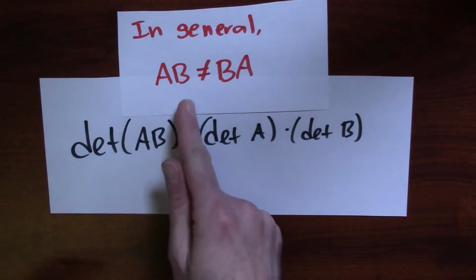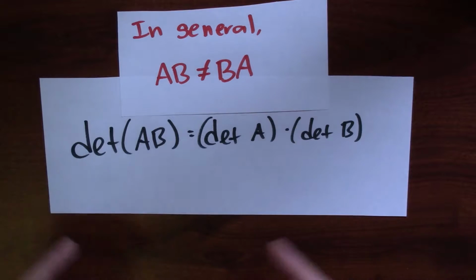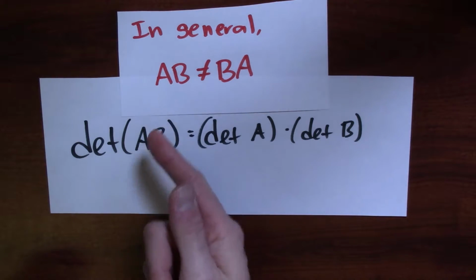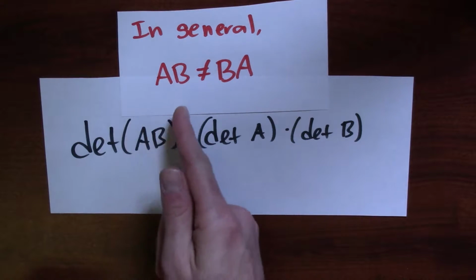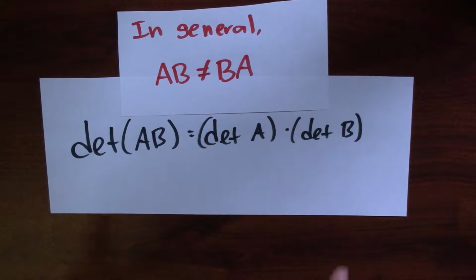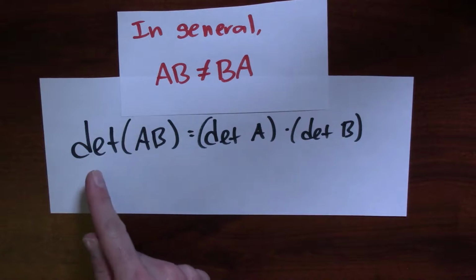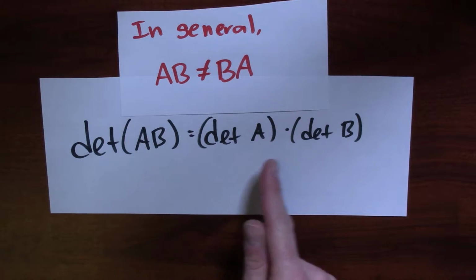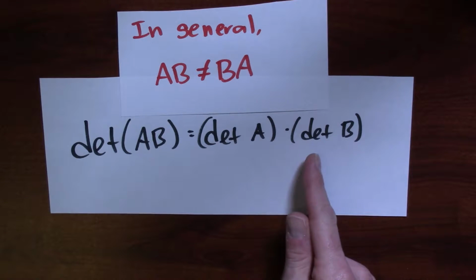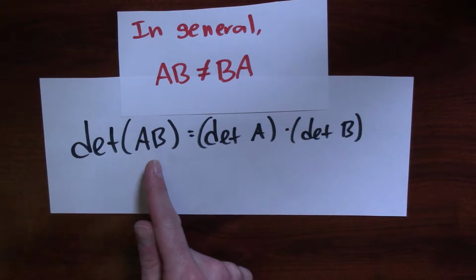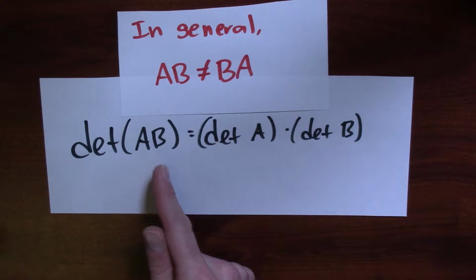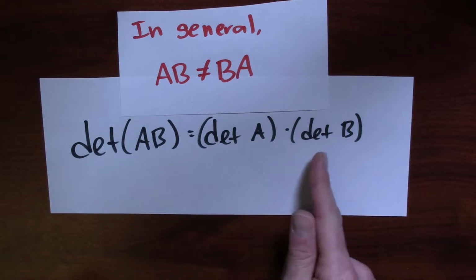In general, matrix multiplication is not commutative. Even for square matrices, if you've got a square matrix A and a square matrix B, in general, it's not the case that A times B is B times A. And yet, look at this formula for the determinant of a product. Here I've got the determinant of a product of matrices. Here I've got the determinant of A times the determinant of B. The multiplication that's happening here is not in general commutative because it's the product of matrices. But this multiplication is just the product of numbers.